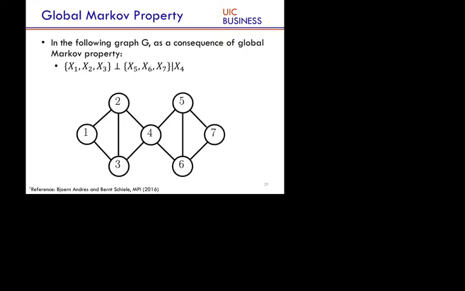If I get rid of 4, there is no path from any of these variables to any of those variables. So these two are conditionally independent. It's basically like cutting a graph into three parts. If you take off one part, and the two parts are completely disjoint, then they are conditionally independent.